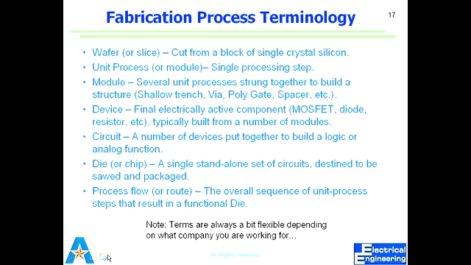Unit process or module is a single processing step. So oxidation is a module, or oxidation is a unit process. Right? So you hear these interchangeably. Module: separate unit processes strung together build a structure.